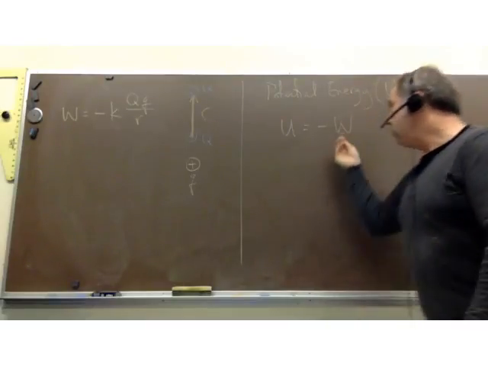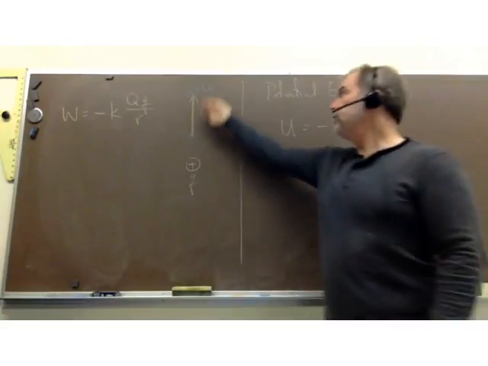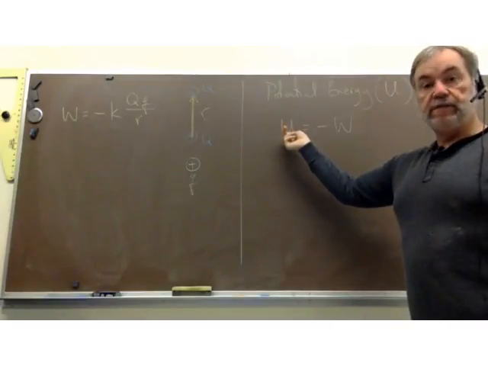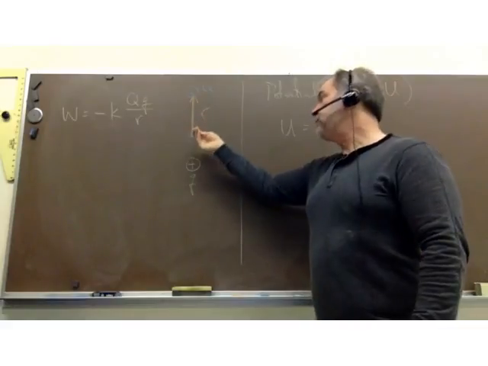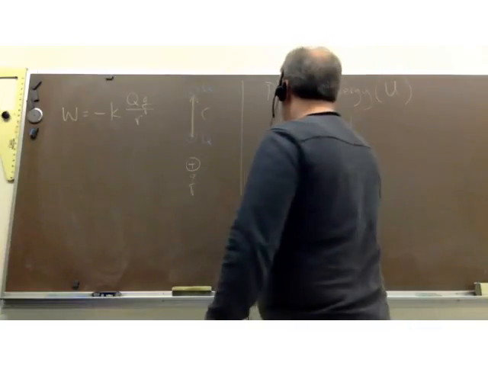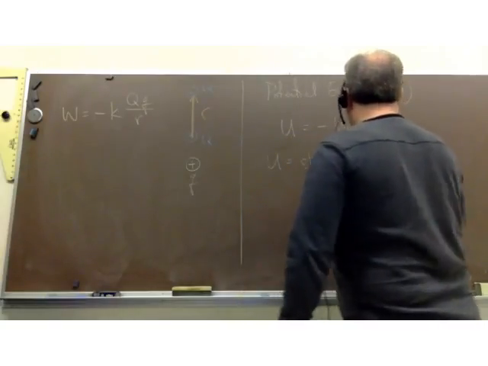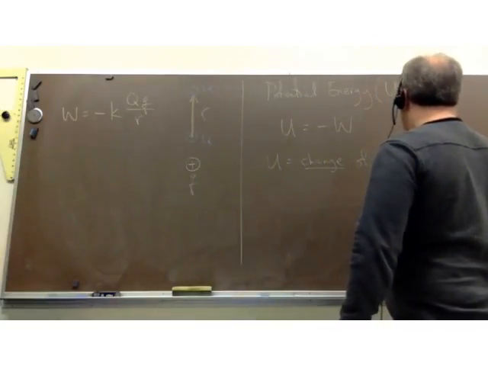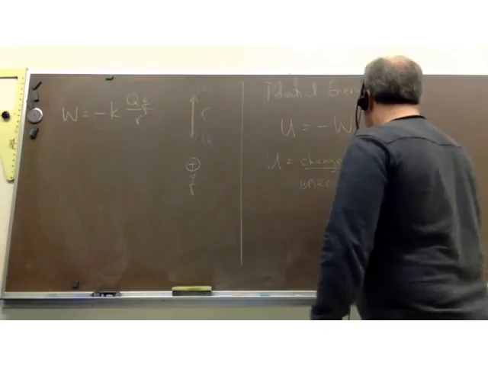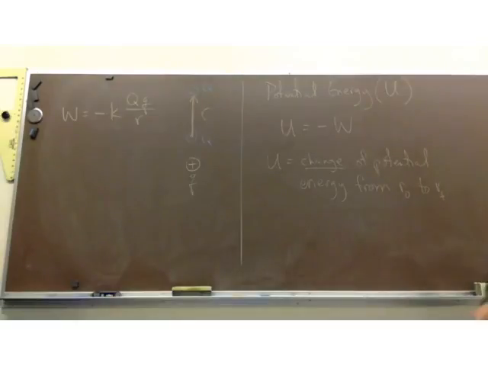And even more generally, even if I don't start from where the potential energy is zero, I start somewhere in space and I move to some other place in space, well, then in that case, the way I interpret this is that this is the potential energy difference between how much potential energy it had when it was here versus how much potential energy it had when it was here. So U is actually the change of potential energy from R sub 0 to R sub final. Okay.